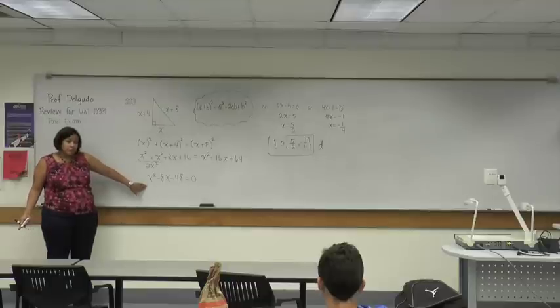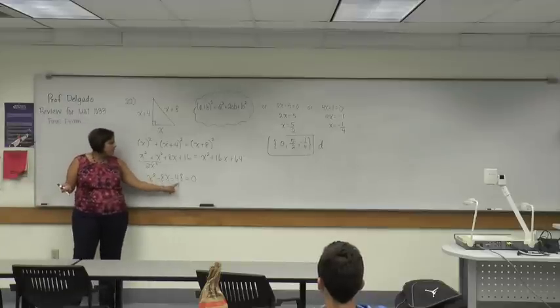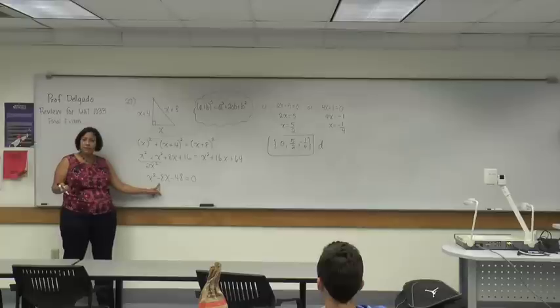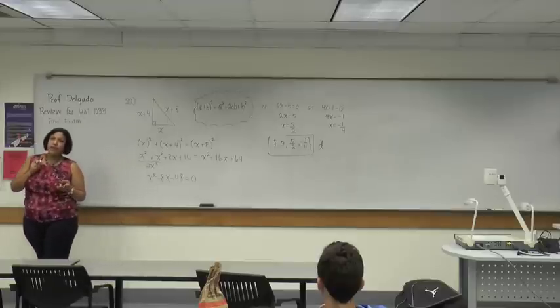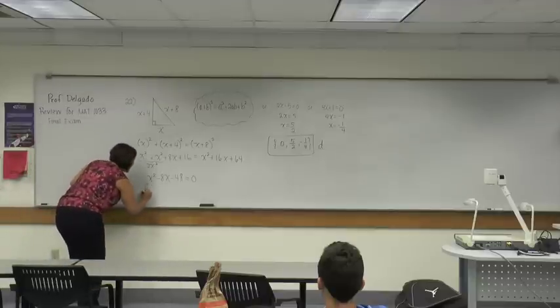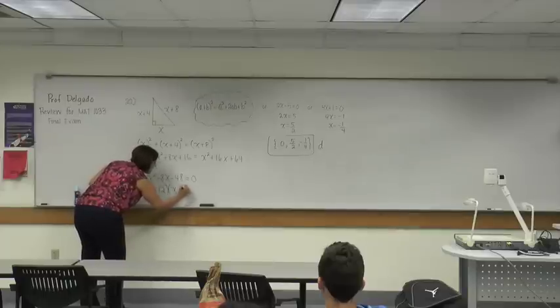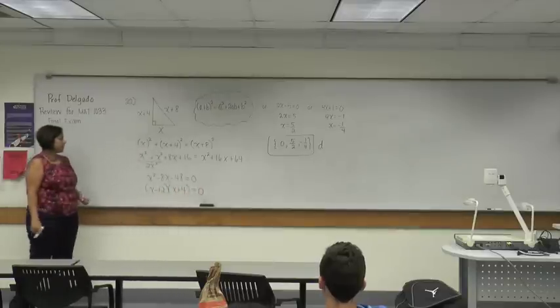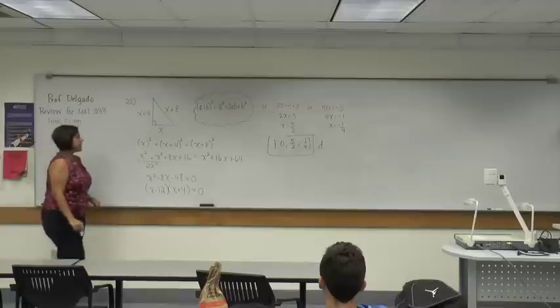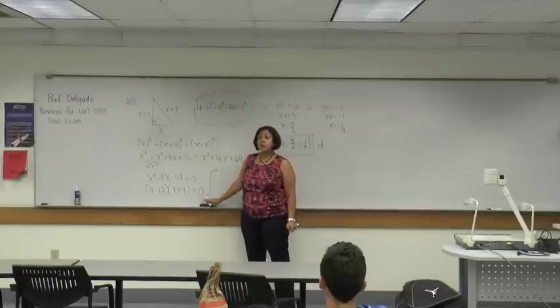Hopefully this is factorable. If not, we always have the quadratic formula to turn to. But can we think of two numbers that multiply to give us negative 48 and add up to give us negative 8? Think about one of them being positive and one of them being negative. Minus 12 and 4. Yeah, that works, right? Thank goodness. Negative 12 and positive 4 work. So that's going to give us two smaller equations to solve using the zero product rule.